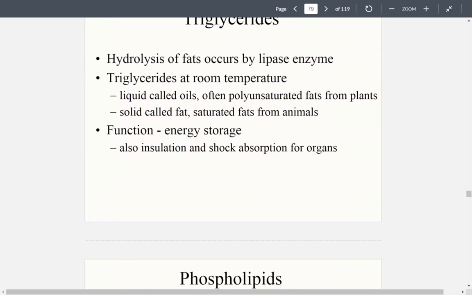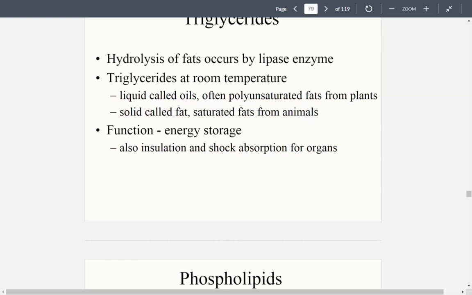Hydrolysis of fats is going to occur via our lipase enzymes. Triglycerides are going to be called different things at room temperature. If it's an oil, that means it's going to be a liquid, and this is typically going to be polyunsaturated fats from plants. So double bonds involved. If it's a solid, we call it a fat, and that's typically going to be saturated fats from animals.